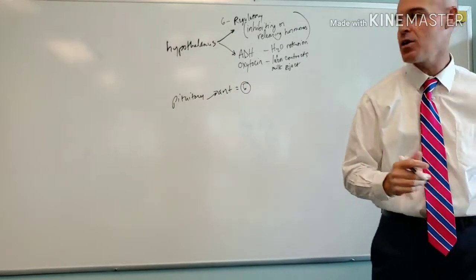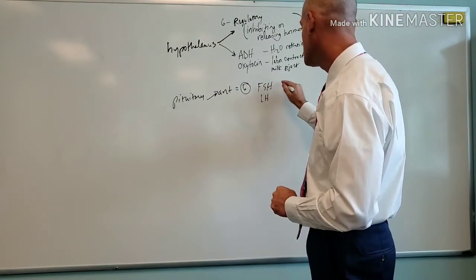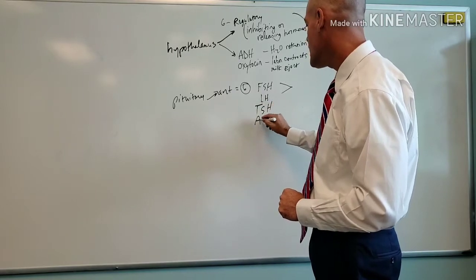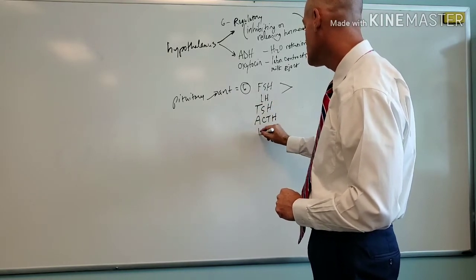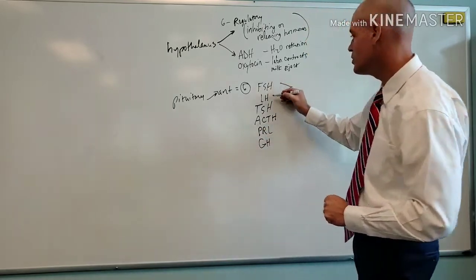Let me give them to you here. We've got FSH and LH. We'll talk about these two in a minute. TSH, ACTH, prolactin, and growth hormone. 1, 2, 3, 4, 5, 6.